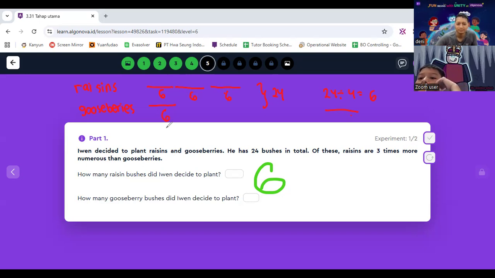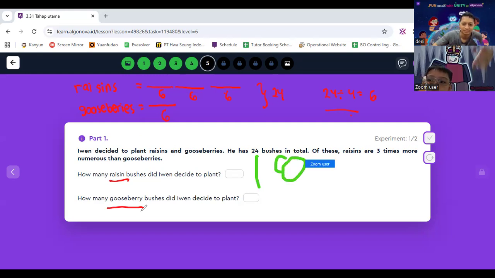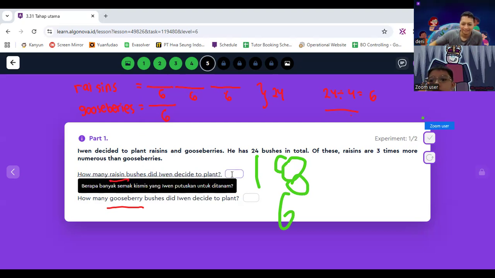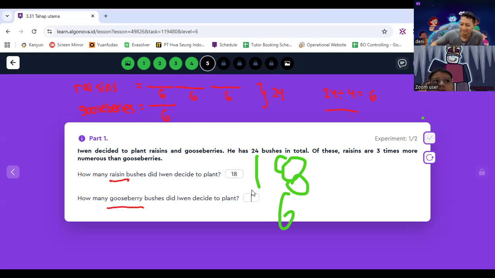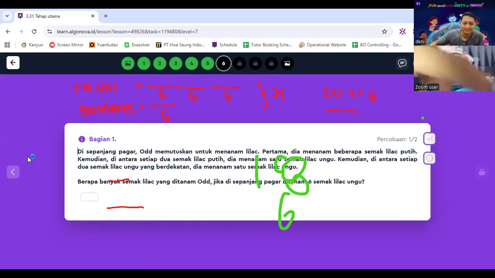No, I don't understand. Just see the diagram. How many raisins? I still don't understand. Okay, next.